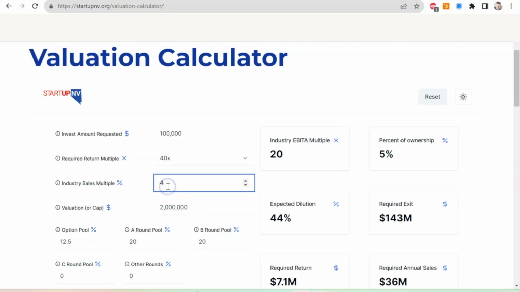The next one we have is the industry sales multiple. And what this is, is the amount that you would be offered for an acquisition for your company as a multiple of the amount of sales that you have. And the reason that this is important is it is one of the more serious determining factors as to what you will get for your startup.